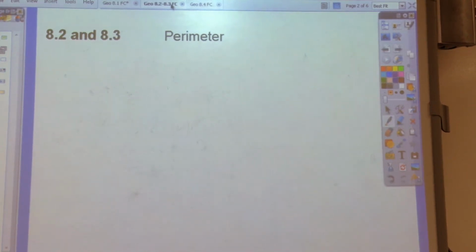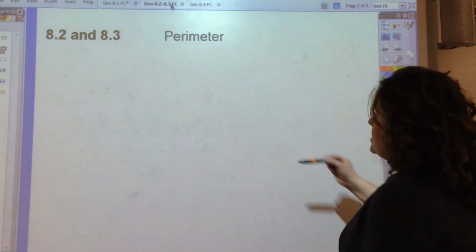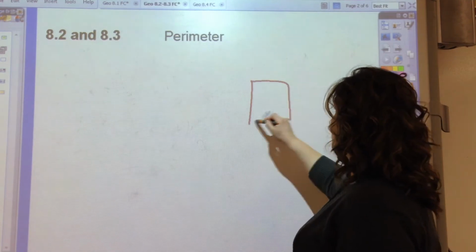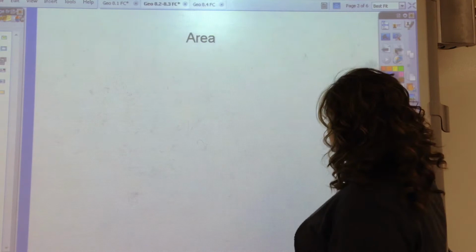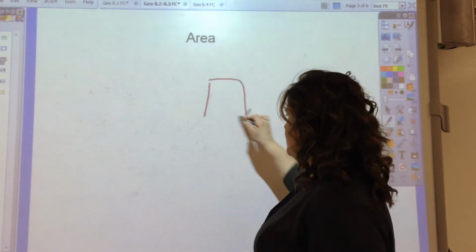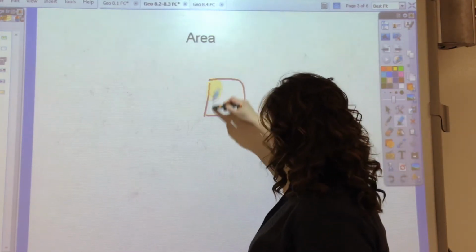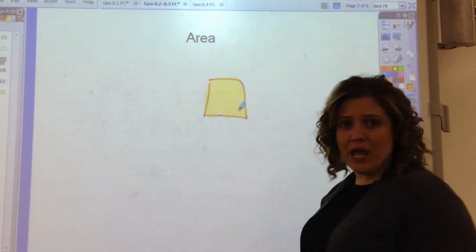In this video, I'm going to talk about both sections 8.2 and 8.3. First of all, perimeter, like we talked about last time, is just the distance around an entire shape. When we talk about perimeter, we are merely talking about the outside length. When we talk about area, now we are talking about everything inside that shape.